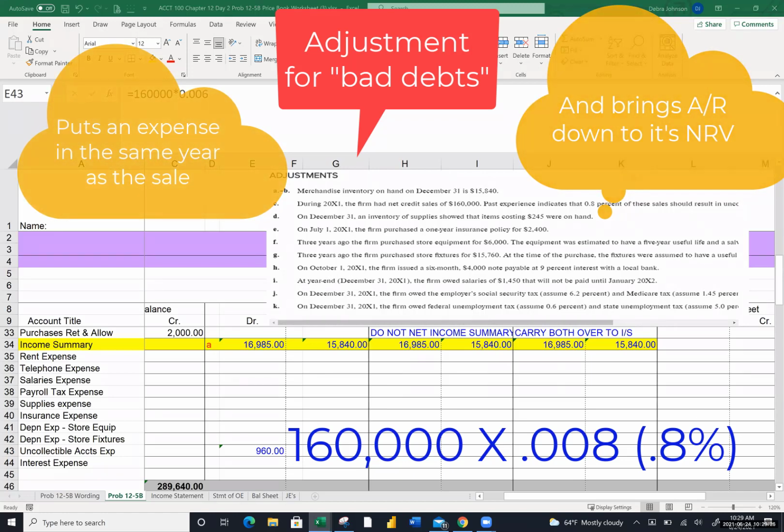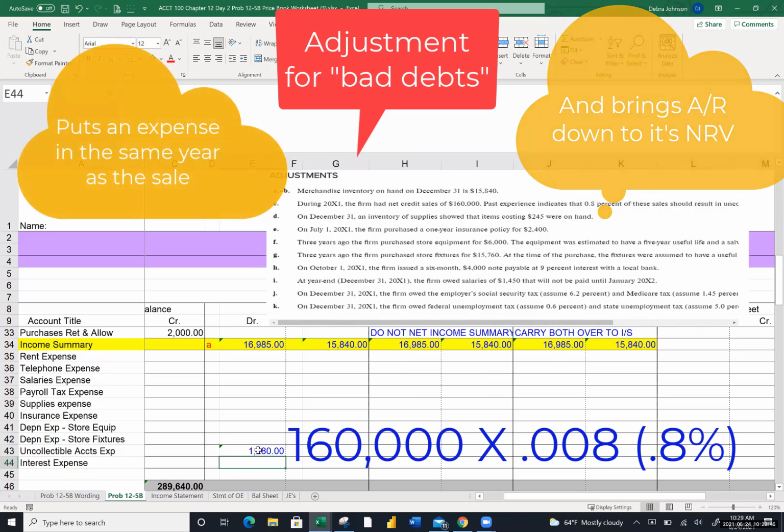I'm having trouble finding it. Oh, that is not what I got. I got something else if this is the correct one. So let me try it again. 160,000. Oh, 0.8%. That was the problem. 0.008. That looks better.